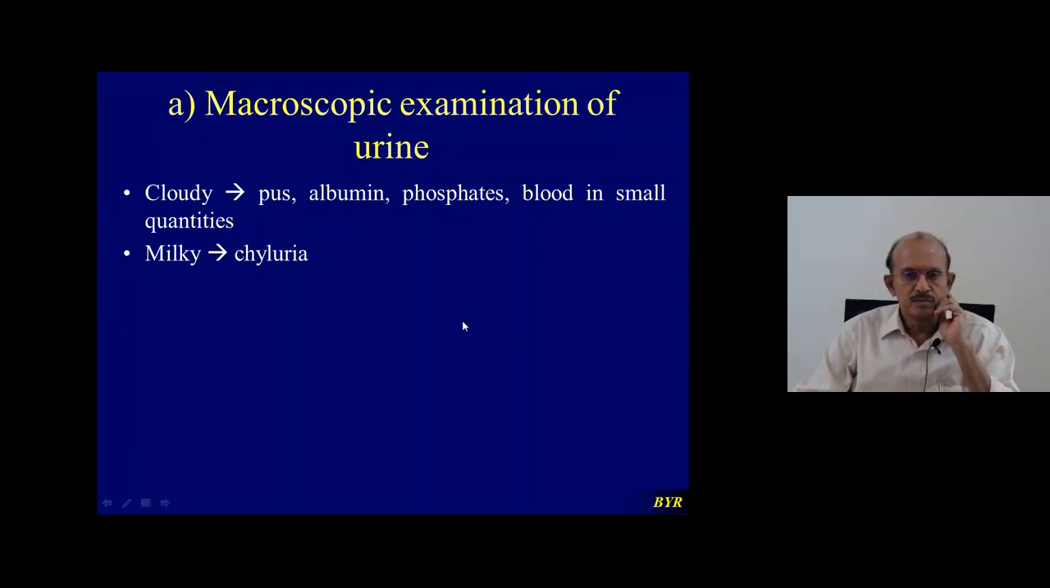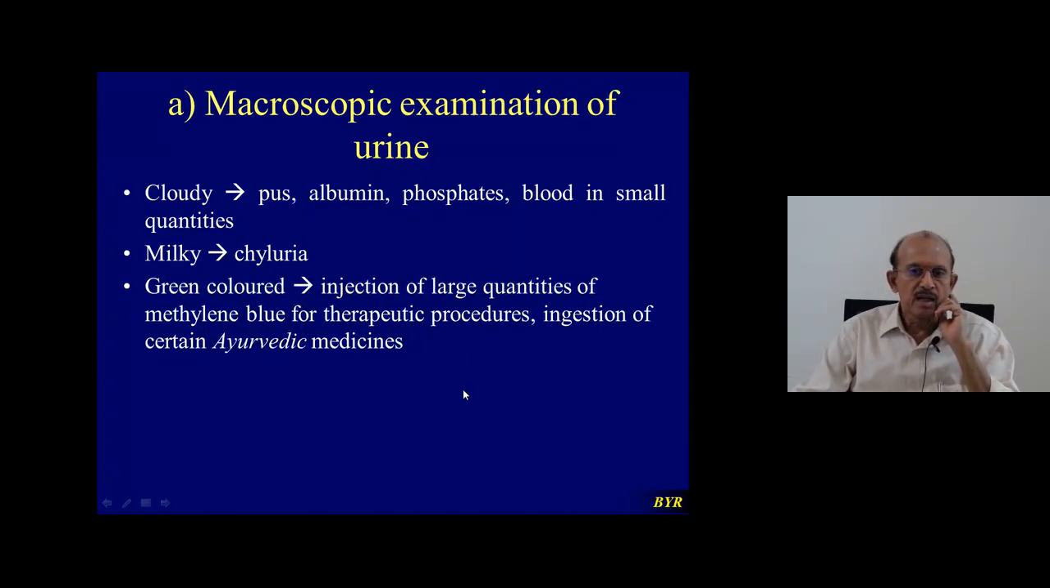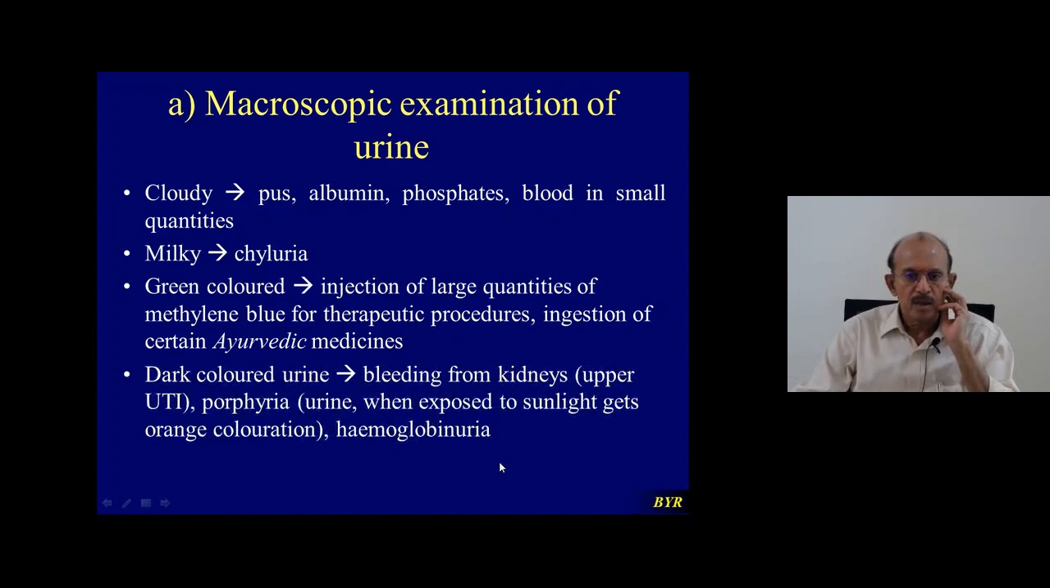Green colored urine. Injection of large quantities of methylene blue for therapeutic procedures or ingestion of certain Ayurvedic medicines can produce green colored urine. Dark colored urine can be due to bleeding from kidneys, porphyria. The feature in porphyria is that urine is dark in color, and when exposed to sunlight, it gets orange coloration. Then hemoglobinuria also produces dark colored urine. Already we have discussed those things.